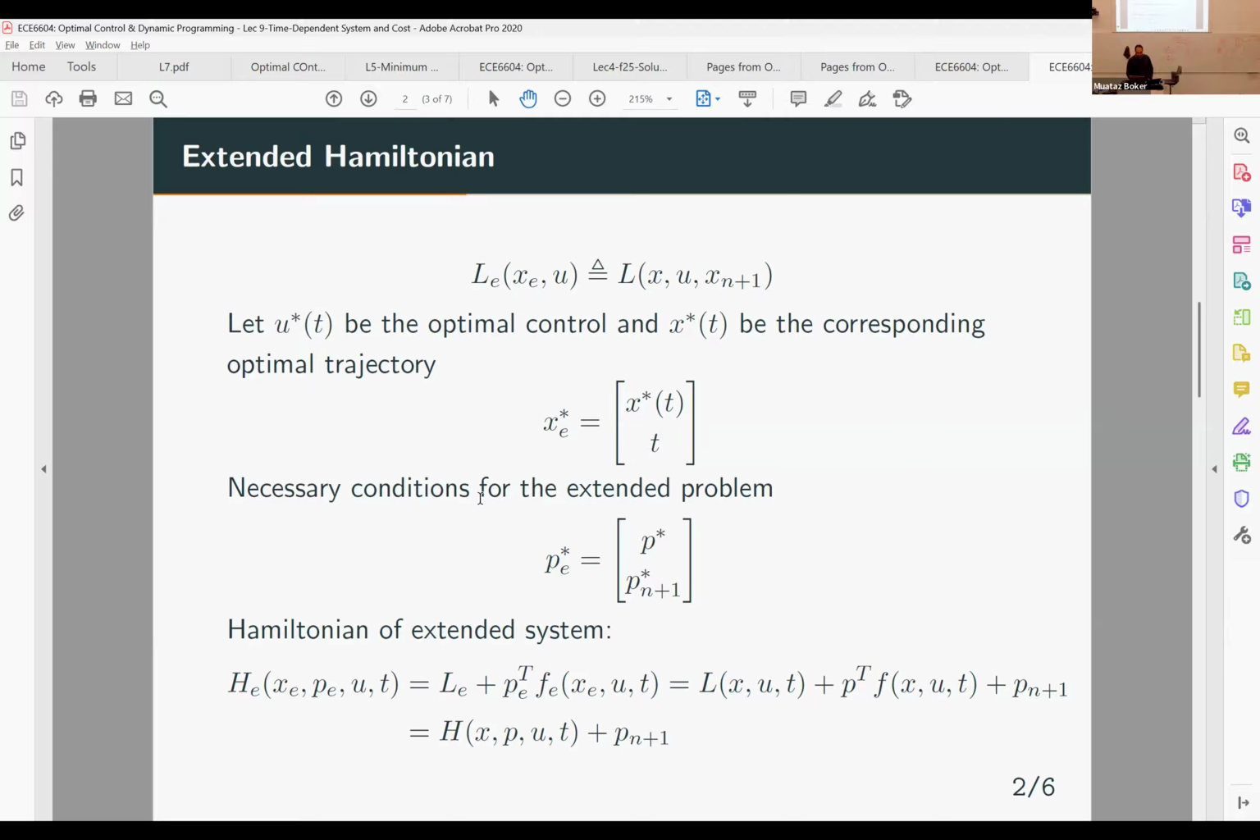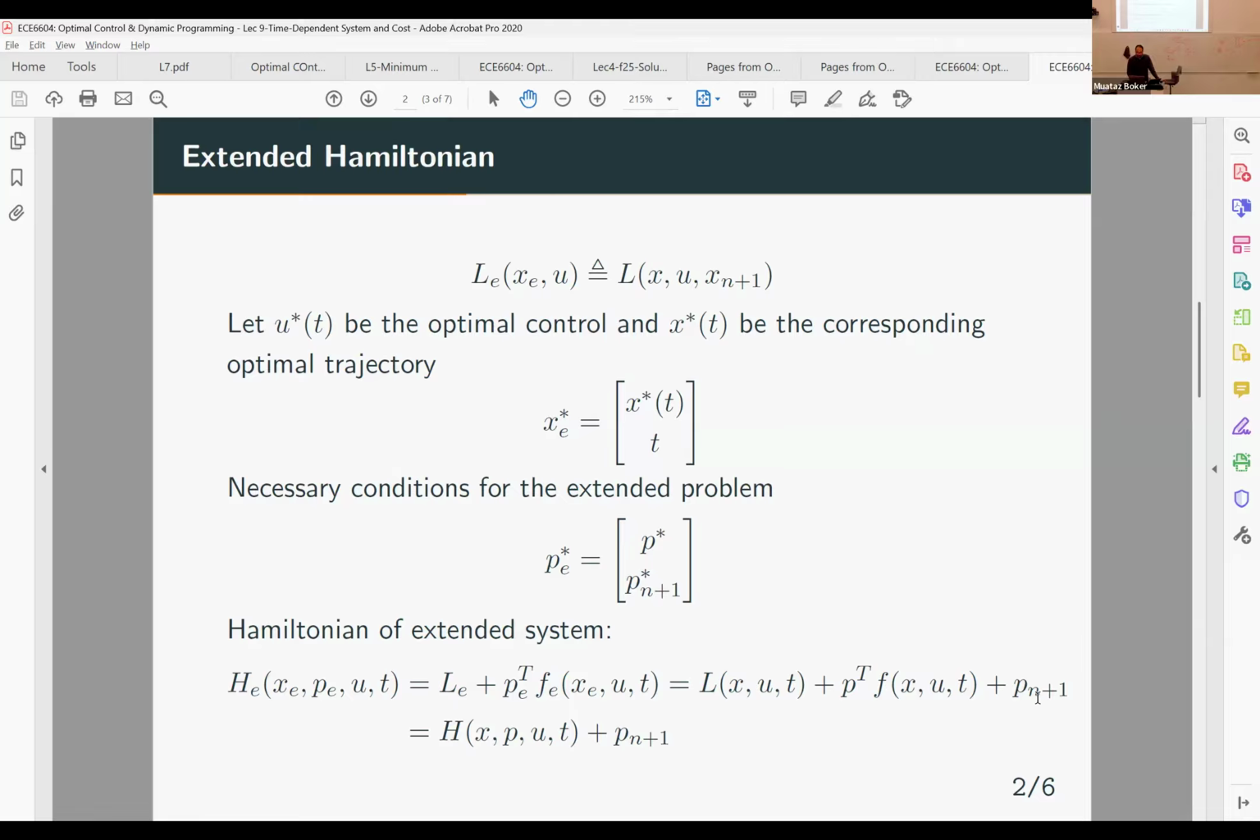Same thing. The necessary conditions will lead to the co-states, right? Because we need to consider the extended Hamiltonian in this case. LE is equal to PE transpose FE. Now, because FE is equal to F and 1, then you have P n plus 1 just appearing separately. I mean, this is the same as that one, because for FE, the last one is 1. So multiplied by P n plus 1, you will end up with P n plus 1.